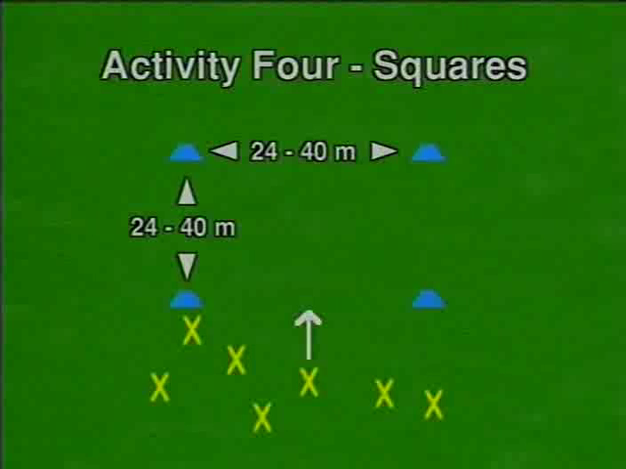Set out the cones as shown. Distances between the cones will depend on the ability of the players. The players attack into the square. The ball must be taken from one corner to the other. To extend, decrease the size of the square or introduce a limited number of defenders.